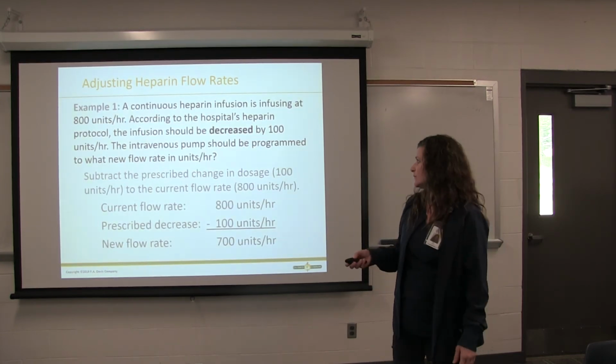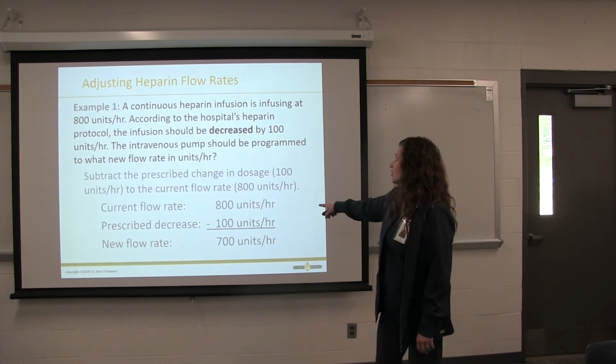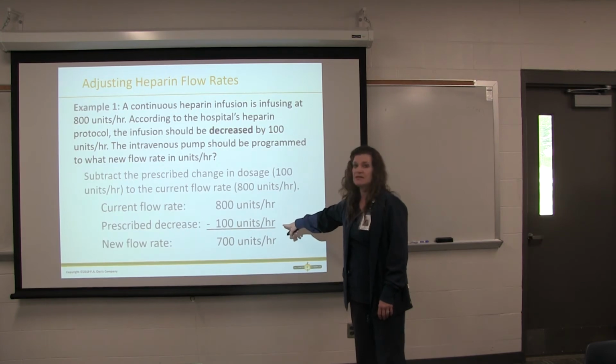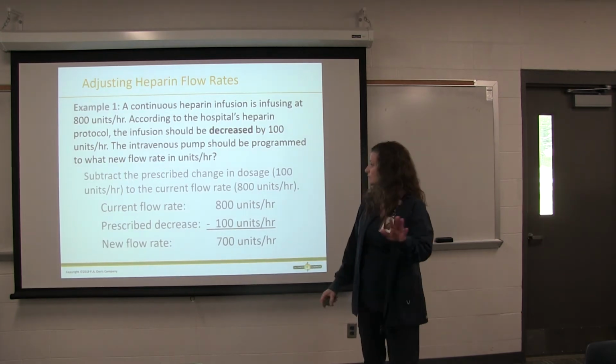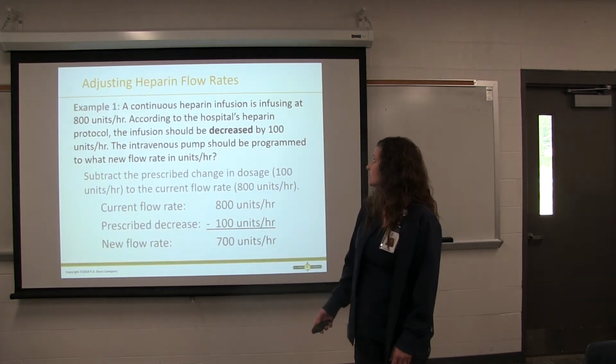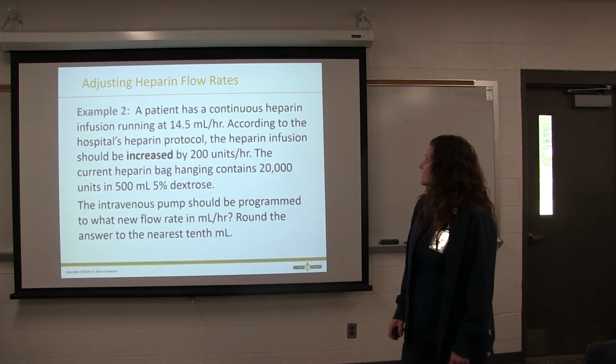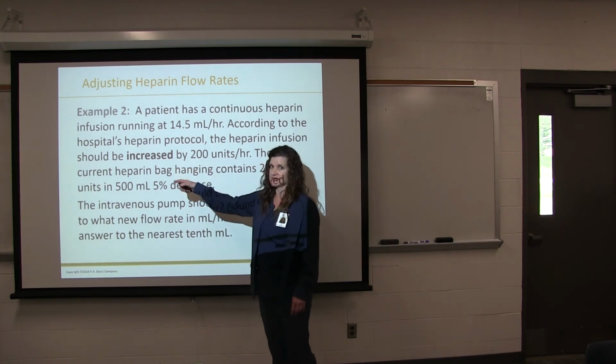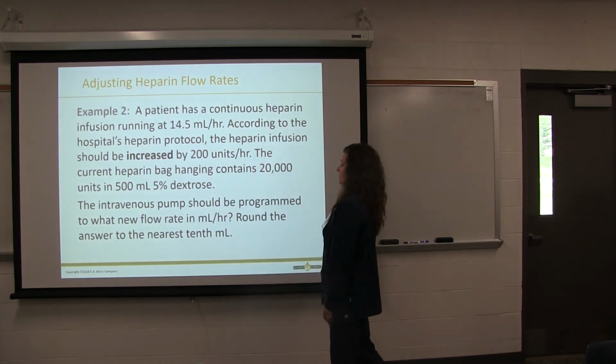Well, it's real simple and straightforward. You take your current flow rate, which was given as 800, and we just subtract 100 to get your new one. Pretty self-explanatory there. Okay, but let's look at this one. This one wants it increased, and that's the key, to make sure you're looking at the wording of it.